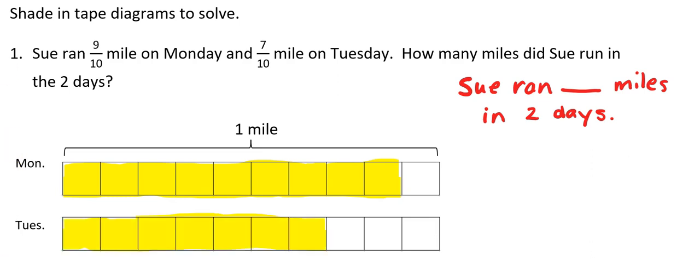Now that I have both days shaded in, I need to combine the two of them to find the total. If I took this piece from Tuesday and moved it into the Monday section, that would give me 1 whole mile. Then I just have to include the rest of Tuesday. We had 7/10 on Tuesday. I took 1 piece away. That leaves us with 6/10. So in all, I have 1 full mile and 6/10. That tells me that Sue ran 1 6/10 miles in the 2 days.